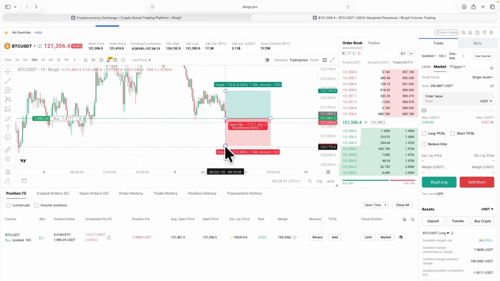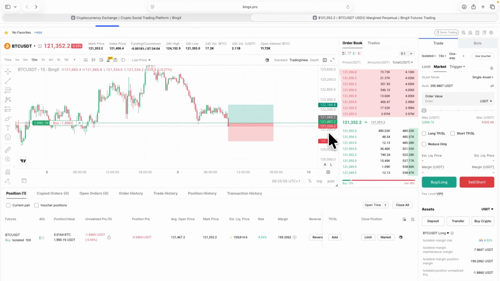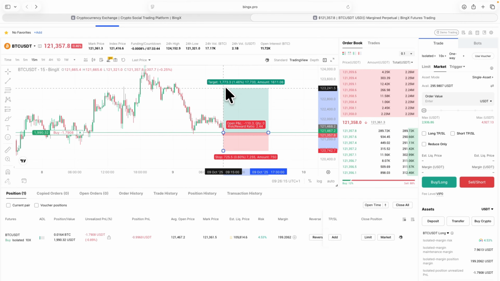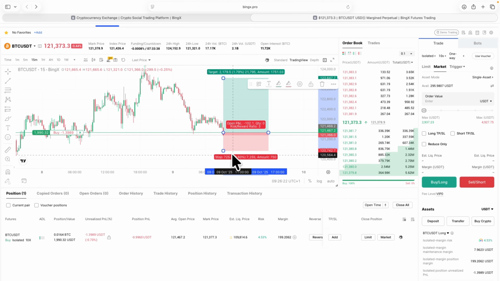So let's say my stop loss, just for example, all of these are just for example. Let's say I put my stop loss somewhere here, and then for my take profit, let's say I want to move it somewhere here. Let me just move it a little bit up. So I put my take profit there and my stop loss here.